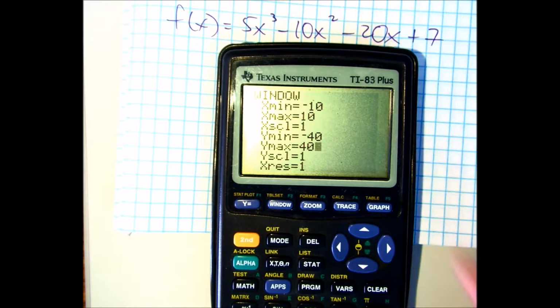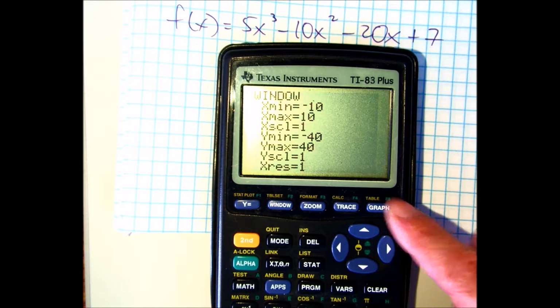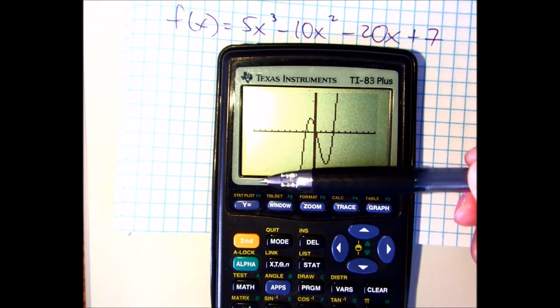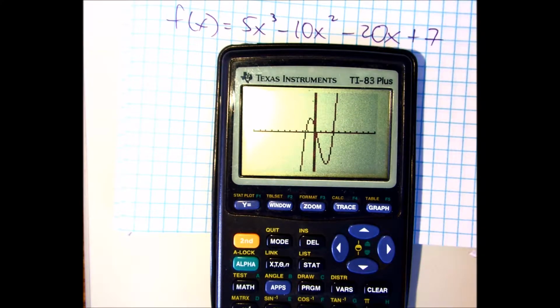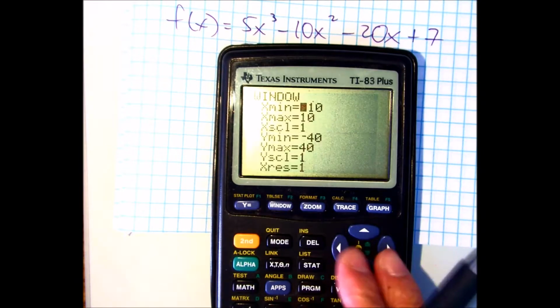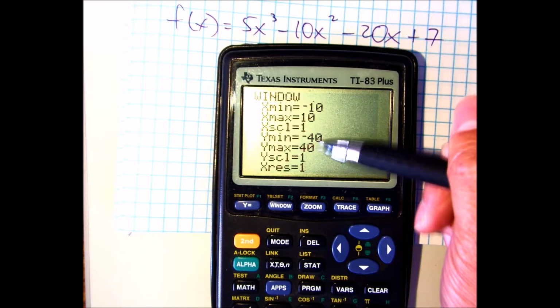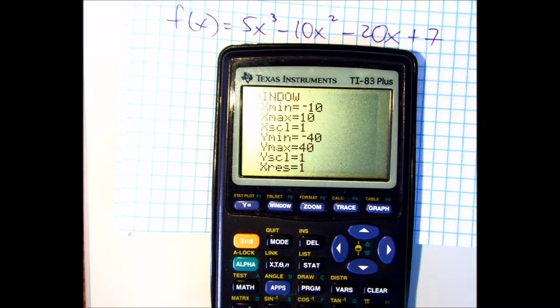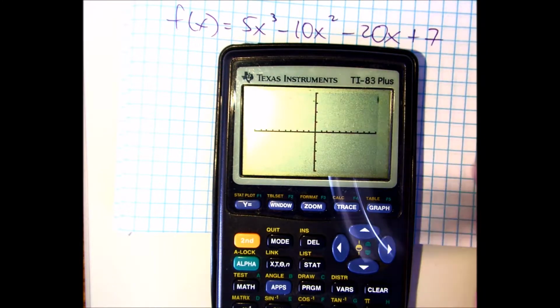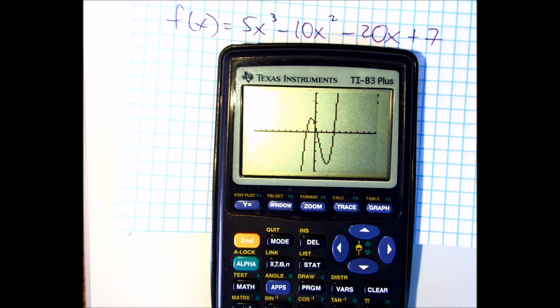Let's see if this helps. Press graph. Okay, this is better. Do you see what it did? We went further down and further up. Notice how your y-axis is kind of thick, so notice that if the difference between this is 80, you could probably count by tens. And what that does is now you can see the tick marks. So Erica is going in the right direction.